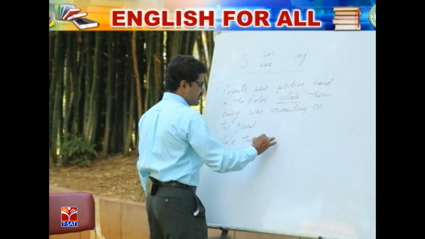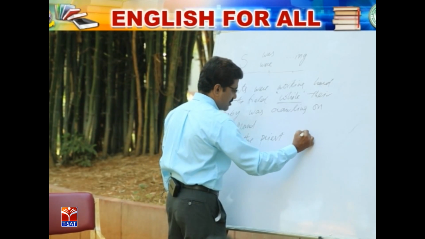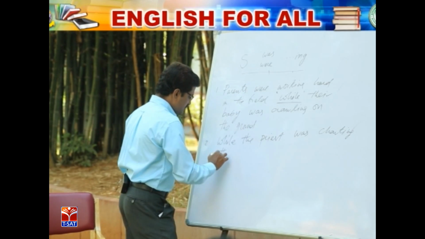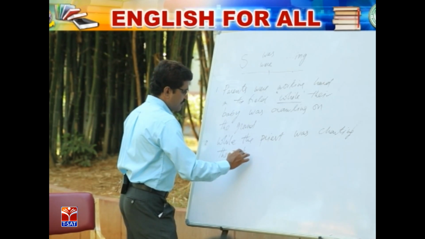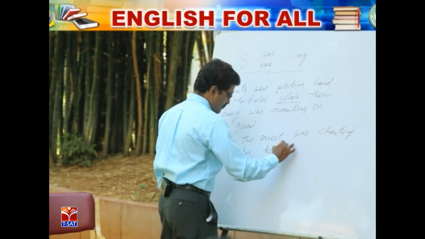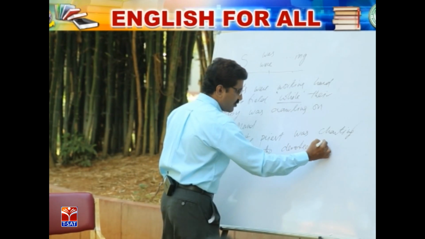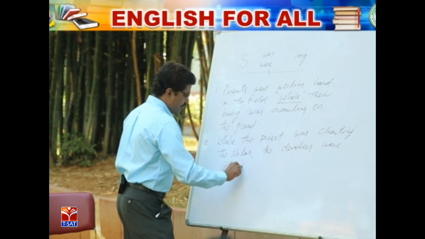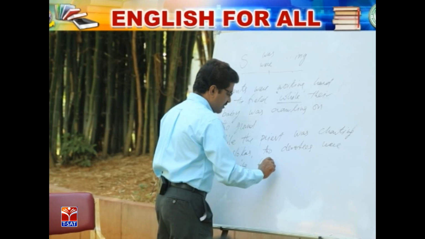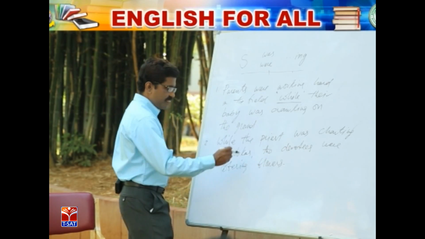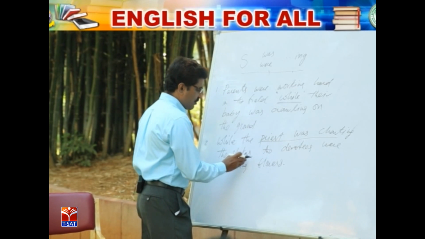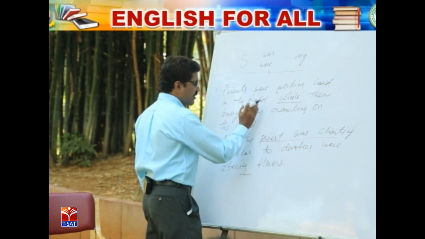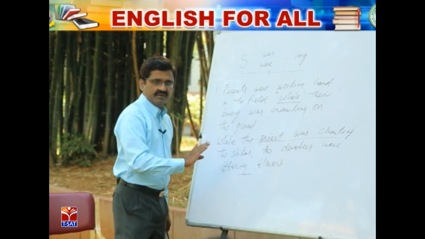While the priest was chanting the slokas, the devotees were offering flowers. So two actions were going on simultaneously. Priest was chanting the slokas and devotees were offering flowers. So this is another combination where we use past continuous twice.